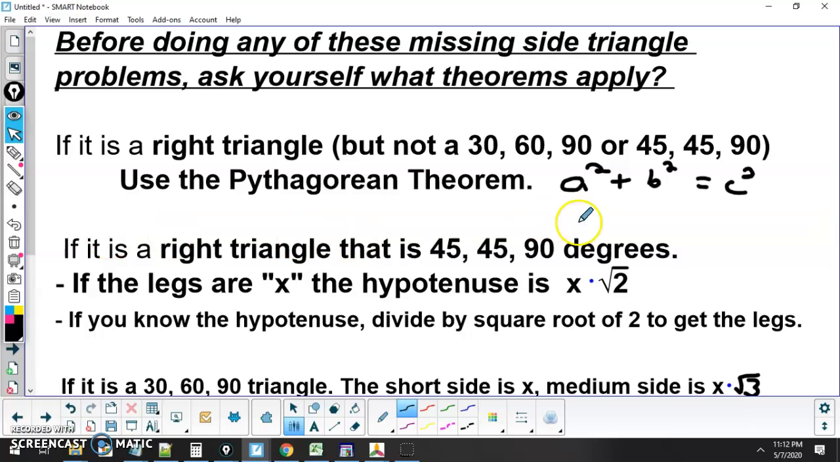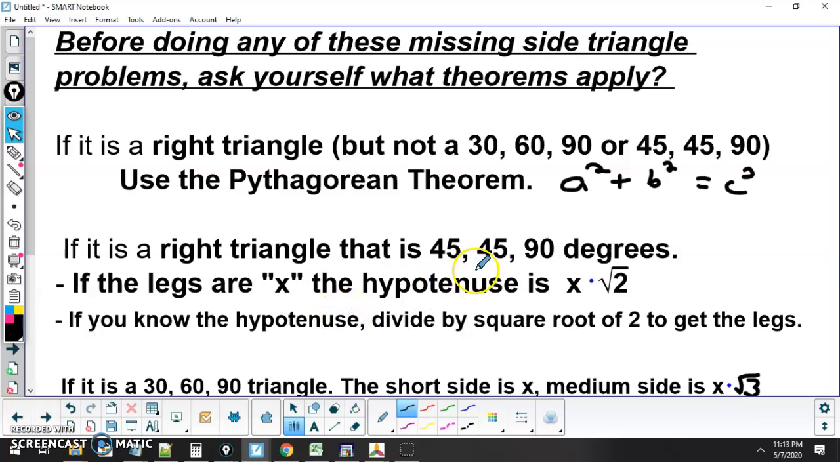Okay? Now, if it is one of the special cases, it allows you to figure out the other two sides if you just know one of them. And that's kind of cool. With the Pythagorean theorem, you have to know two out of the three sides. But with the special cases, you just need to know one of the three sides.